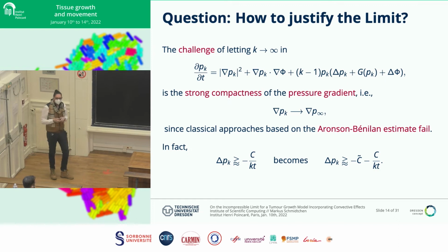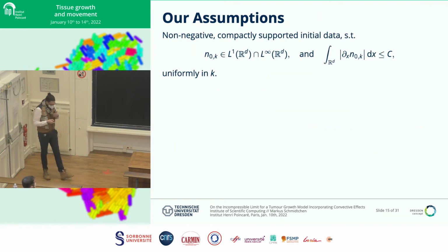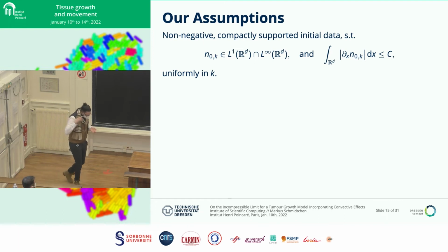We wanted to circumnavigate this problem, and we came up with a different approach that uses essentially fewer assumptions than the few results that there are on equations with drift. And we can still pass to the incompressible limit. So we can still rigorously justify how we go from the macro to the geometric description.